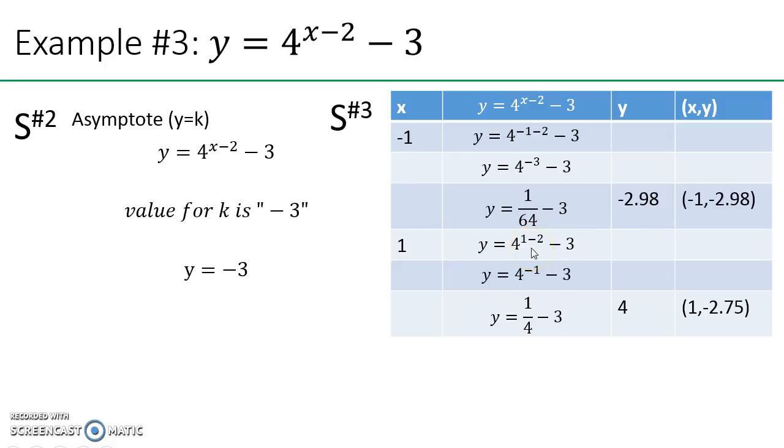Here, same thing, we have 1 minus 2. 1 minus 2 is negative 1. This converts to a fraction of 1/4. 1/4 minus 3. 1/4 minus 3 is negative 2.75. So this point is 1, negative 2.75.